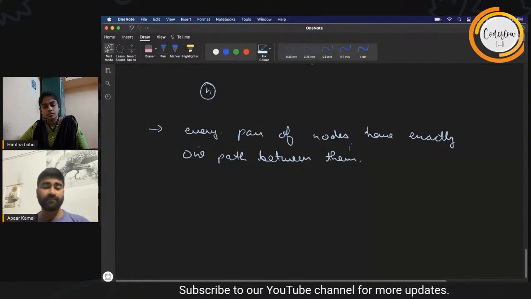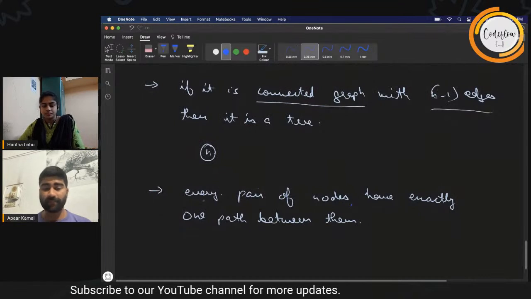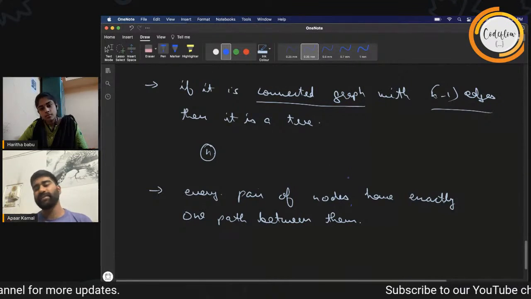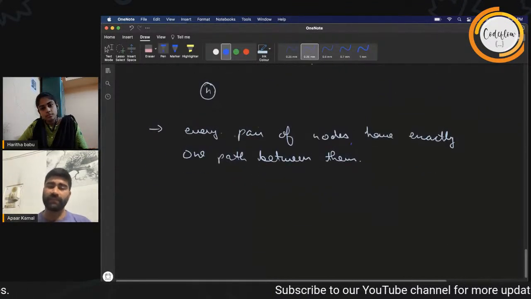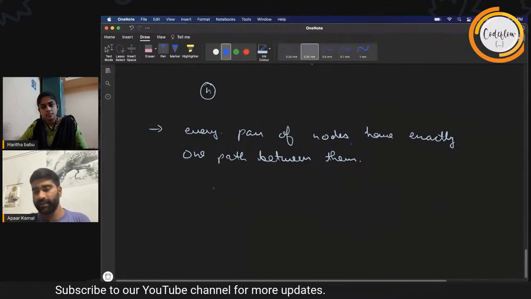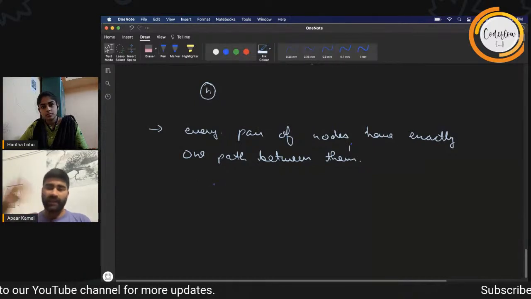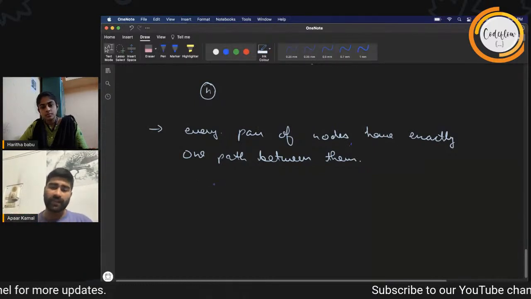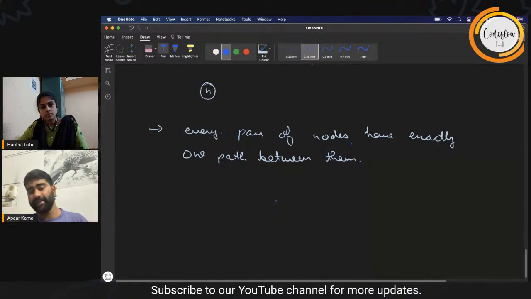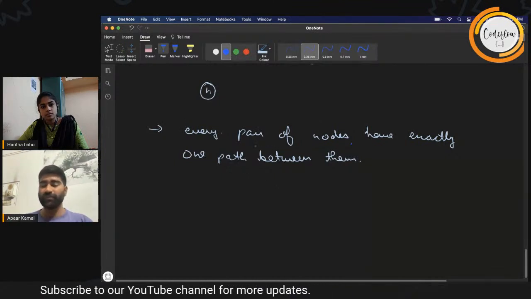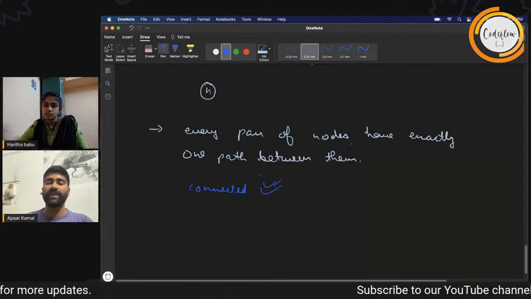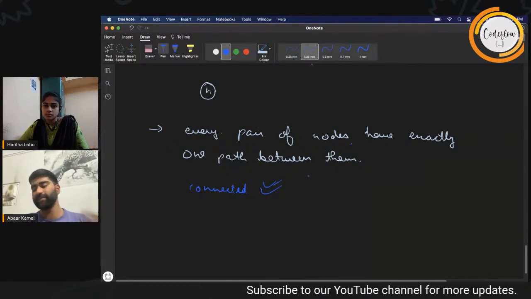You can easily see that this property, that every pair of nodes has exactly one path, means it is a connected graph, of course, because that's what it means. If every pair of nodes has exactly one path, that means they are connected, and only then can they have one path between them. So the connected property is done, because we can easily see that there is exactly one path between them. That means there is a path.